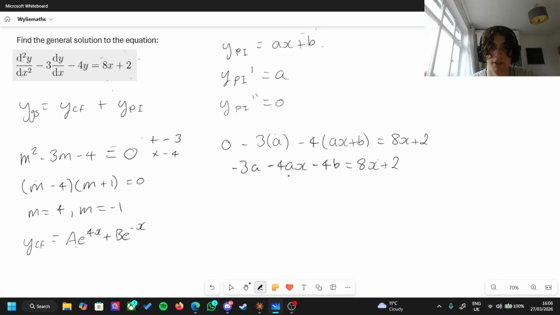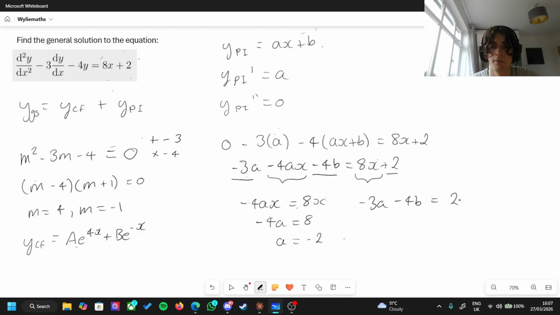So now we compare our coefficients. Well, we have one term here with an x in, and we have one term on this side with an x in. So that's a relatively easy comparison. We would have -4ax = 8x. We can divide by x. Normally you would not be able to do this, but here we're just comparing coefficients. This gives us -4a = 8. Therefore, a = -2. We then use the other parts of this equation, the -3a, the -4b, and the 2. So -3a - 4b = 2.